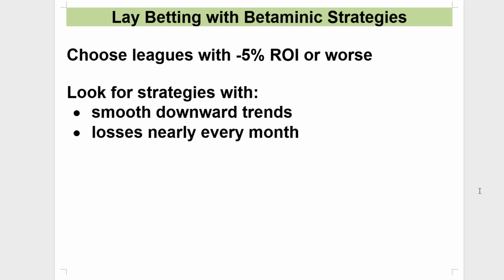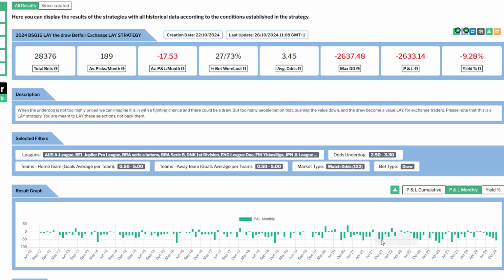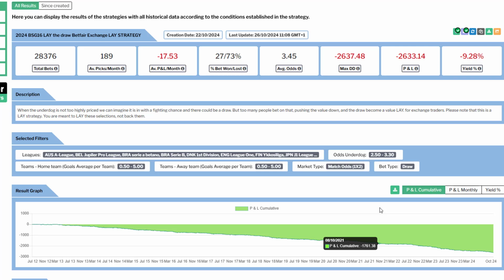So if you are thinking of testing out your own lay betting with Betaminic strategies, I would recommend choosing leagues with a minus 5% yield or worse, and try to look for strategies with a smooth downward trend and losses nearly every month. As I showed you here, it looks like a smooth downward trend and losses nearly every month. So if you can find something like that, then that might be worth testing out as a lay strategy.